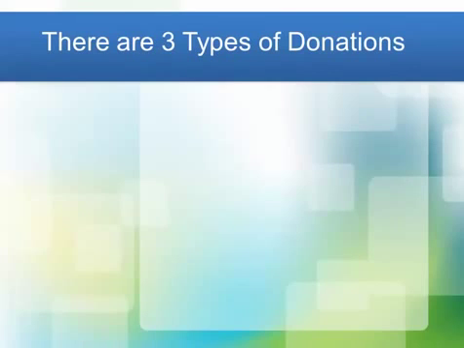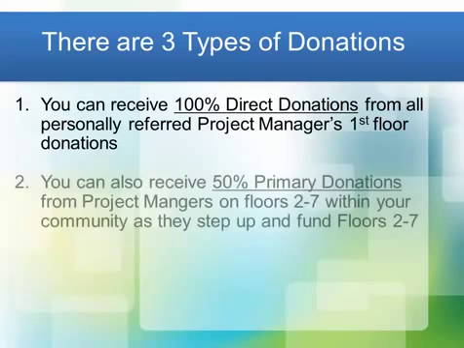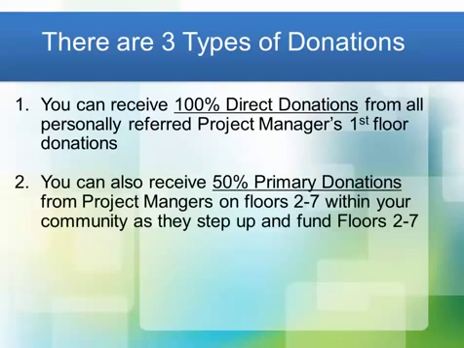You know, there are 3 types of donations in our donation distribution formula. The first one, you can receive 100% of direct donations from all personally referred project managers, which we call first floor donations. Now you can receive, as a second type of donation, 50% primary donations from project managers on floors 2 through 7 within your community as you step up and fund floors 2 through 7.